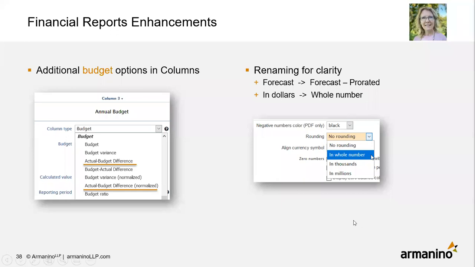Okay, so Intacct added those two in the financial report columns tab. They changed wording a little bit. Seems like they change wording, Michelle, often, just like they changed the ACH. Now what used to be in dollars now says whole number, and what used to be forecast now says forecast prorated. So just a few slight terminology changes there.